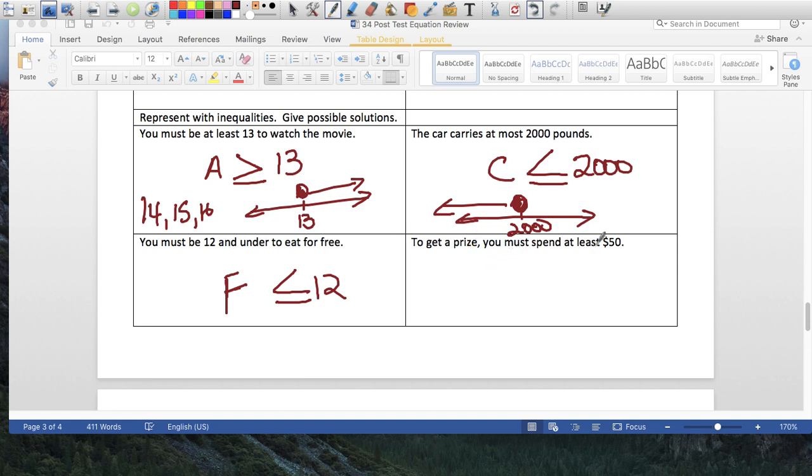To get a prize, you must spend at least $50. So here's my $50. I'm going to use P for prize. So in order to get this prize, what do I have to do? Do I have to spend 50 and above, or 50 and under, or above 51, or below 50? I must spend at least 50. That means I have to spend 50, 51, 52, 100, 1,000, anything above 50, and I get a prize. So in order to get the prize, my spending has to be greater than 50, or even equal to 50.